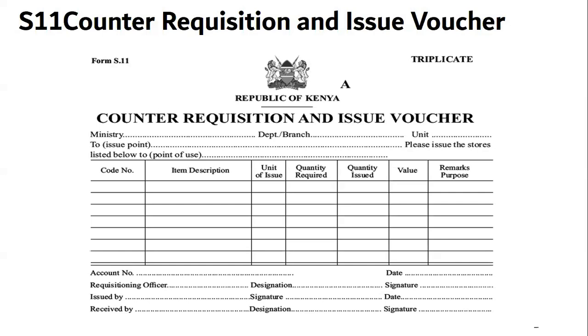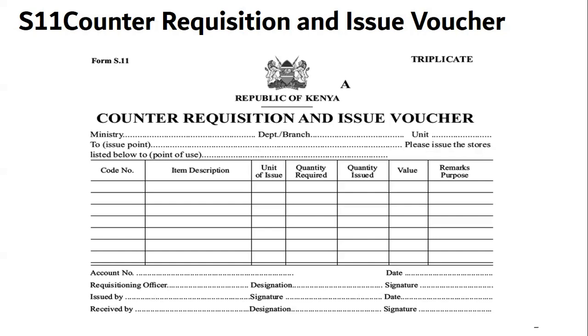So you just write down the code number, the item you are issuing, unit of issue, the quantity that has been requested, and what you actually issued, because they don't always correlate. So you just specify what was requested against what you issued, and remarks if you have anything to add.